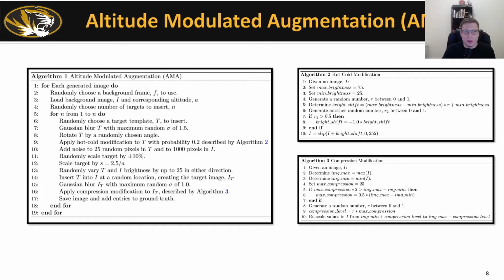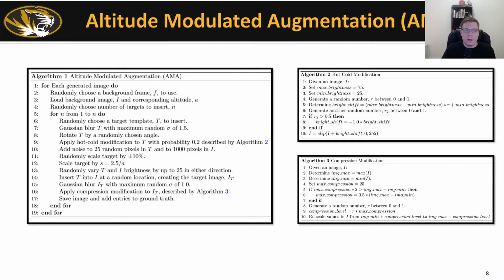Now the next thing that we did is we've created something that we call altitude modulated augmentation. So what we do is we take an image, and these are real images collected on a drone, and each one of those has a corresponding altitude, and we can use that altitude to then insert target templates, which we've created totally in simulation in Unreal Engine, and we can insert them at the right scale so that they look correct when they're placed in these images.